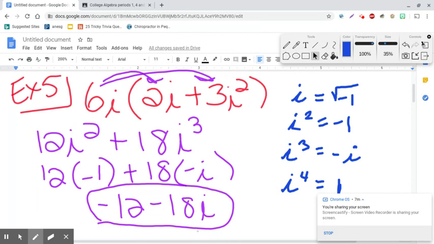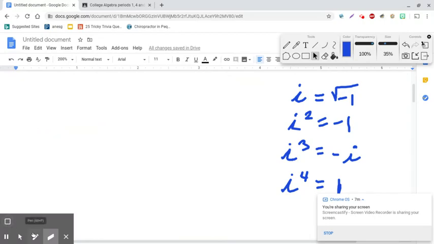So guys, if you noticed, anytime you do problems like this, your answer either has an i in it or no i. You don't have an i squared, you don't have an i to the third or an i to the fourth in your answer. Your answer is always going to be a number or an i. Okay? All right, let's try one more. So example 6.